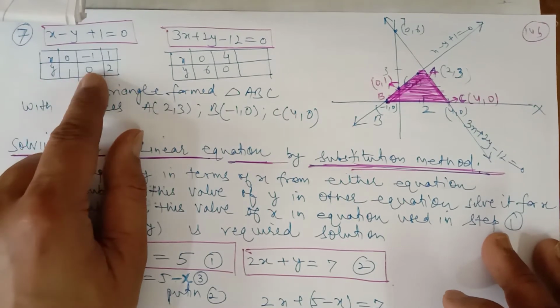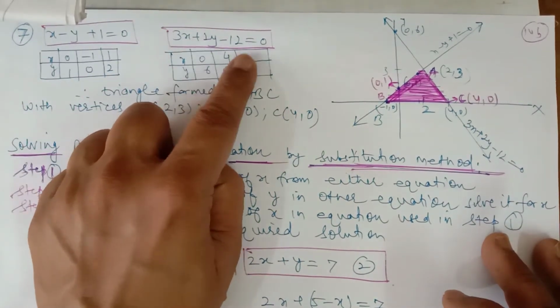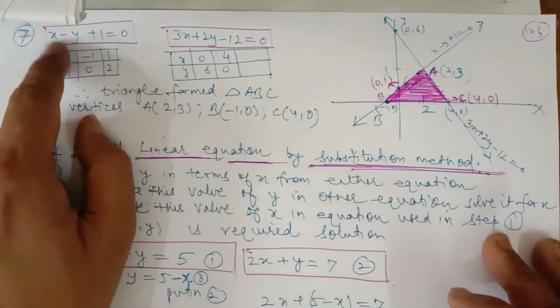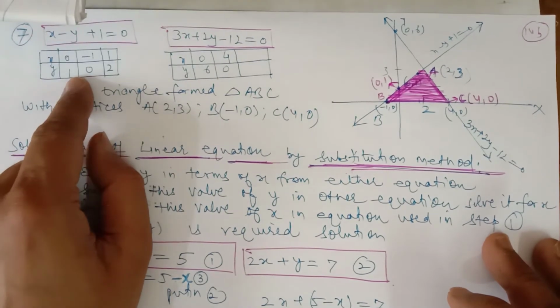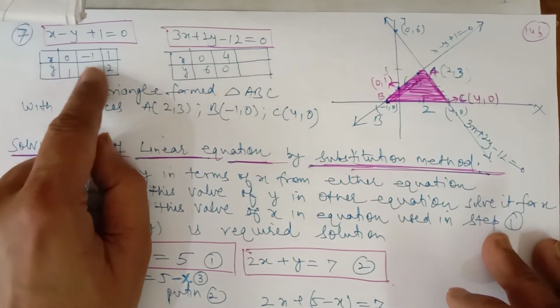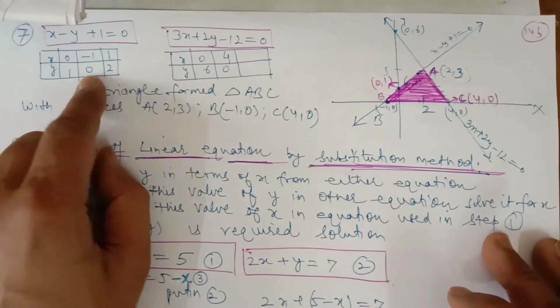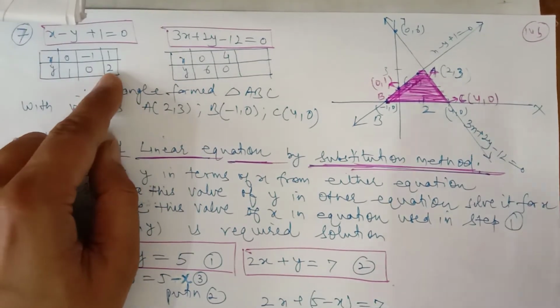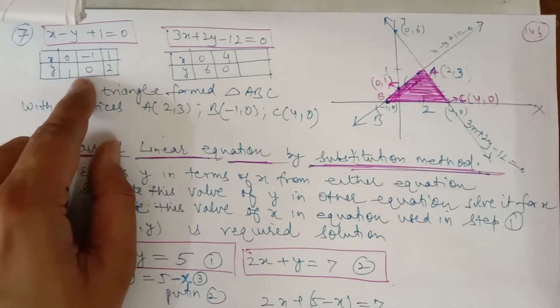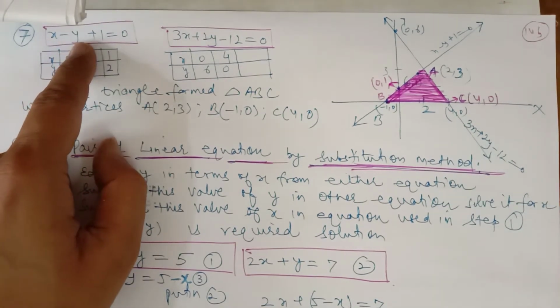Take any three solutions for this. So I've taken x equal to 0, so y will be equal to 1. You take your own time to do this calculation in the rough column. I've taken x as minus 1, then y will be equal to 0. I've taken x as 1, then y will be equal to 2. So these are the three solutions for this given equation.